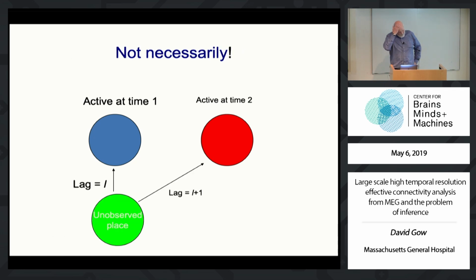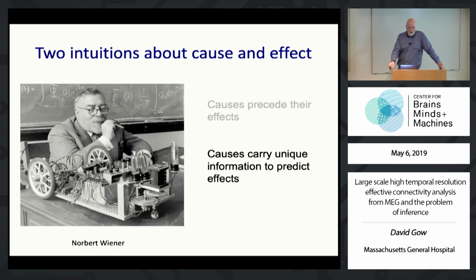One of the problems here is, what if we have multiple causation? Let's say the arrows are showing the actual underlying pattern of causation between a couple of different elements. If we aren't looking at the green circle, and we just know the blue thing happens before the red thing, even though there's no direct interaction between the blue and the red, we might assume that there was. So this is a problem. Wiener addressed this with a second intuition, which is that causes carry unique information to predict effects.